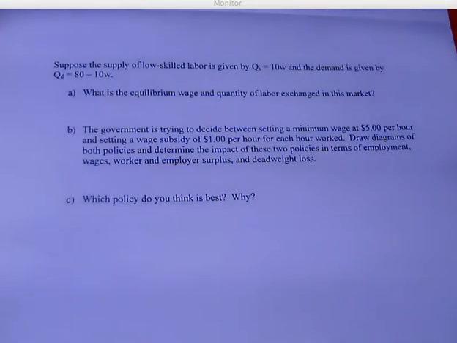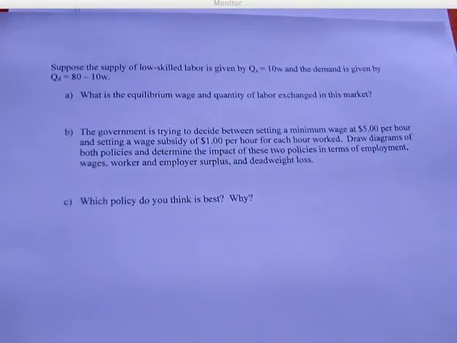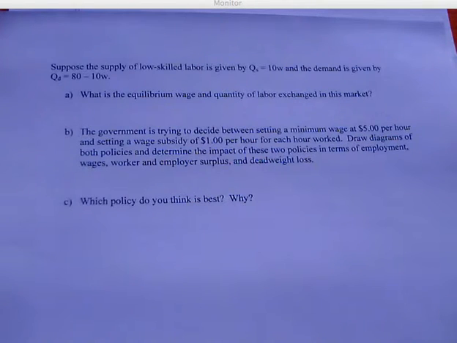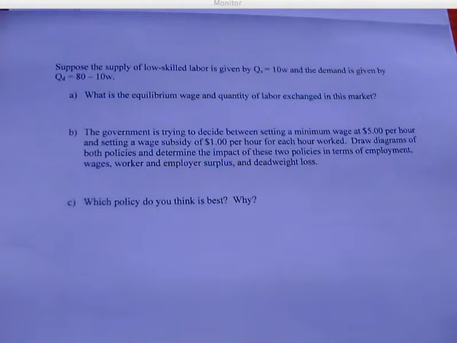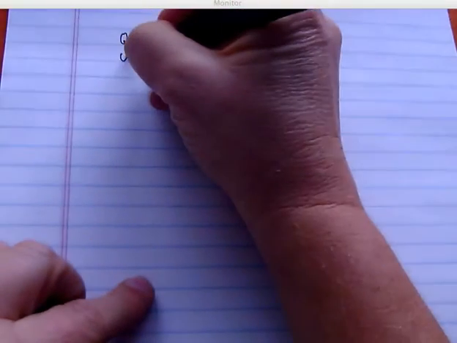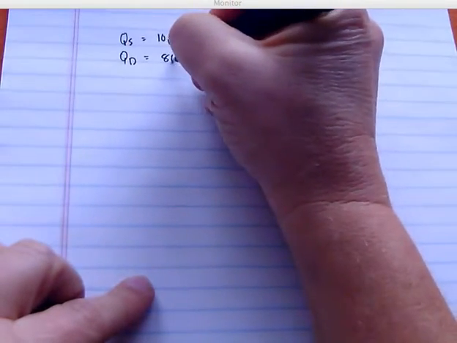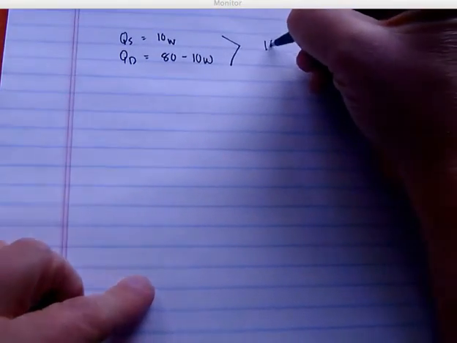Okay, so the first question is really to figure out what is the equilibrium wage and quantity of labor in the market if there is no interaction from the government. Okay, so we're going to start by just taking a very simple supply and demand curve and setting them equal to each other to give us the equilibrium. So in this market, the quantity supplied is equal to 10 times the wage rate. And the quantity demanded is equal to 80 minus 10 times the wage rate. And so we just set those two things equal to each other.